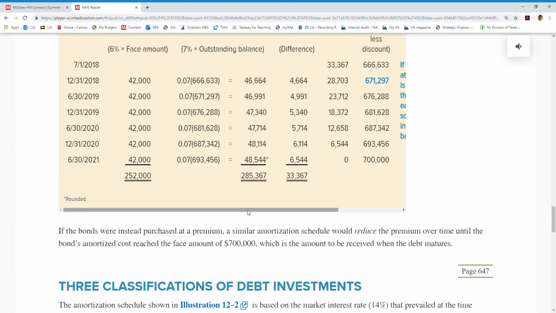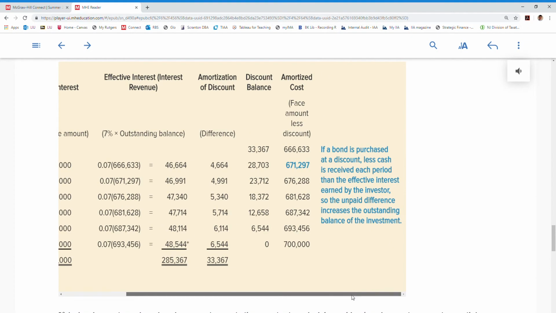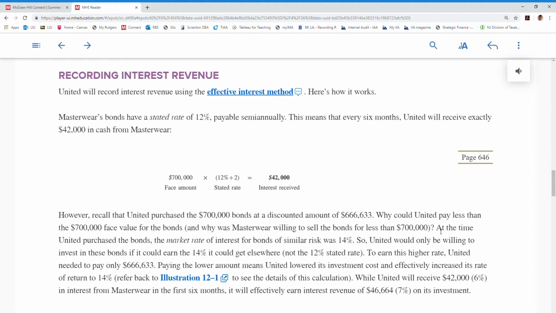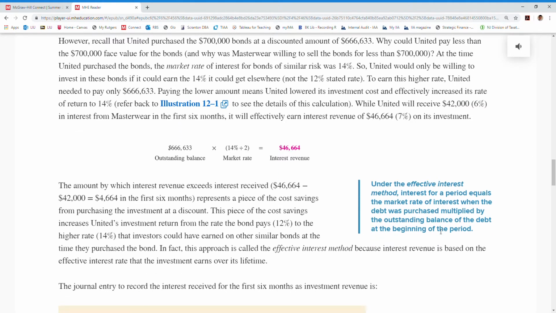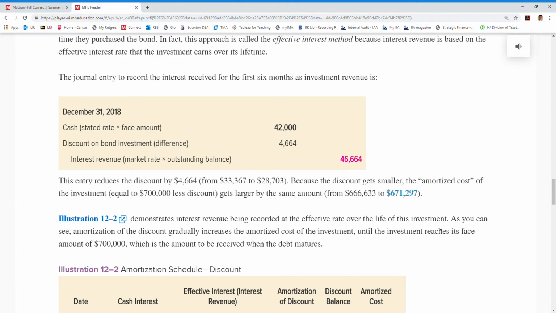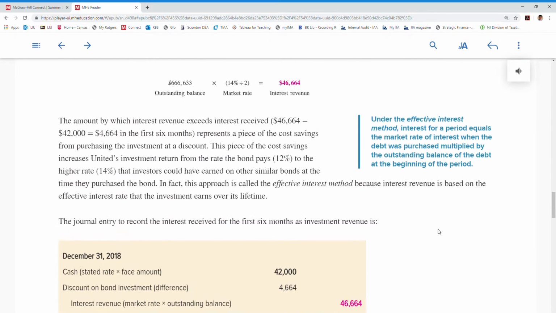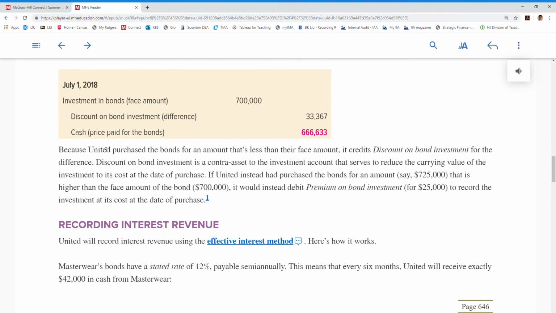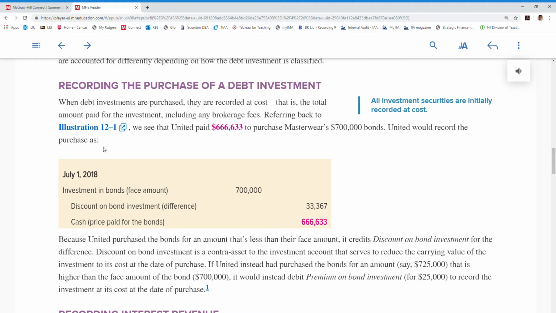So we're going to go over this chart of revenue recognition, and I'm going to give you an Excel example. First things first, how do we start recording the bond? So this is our example here. When debt investments are purchased, they are recorded at cost. This is the total amount paid for the investment, including brokerage fees.